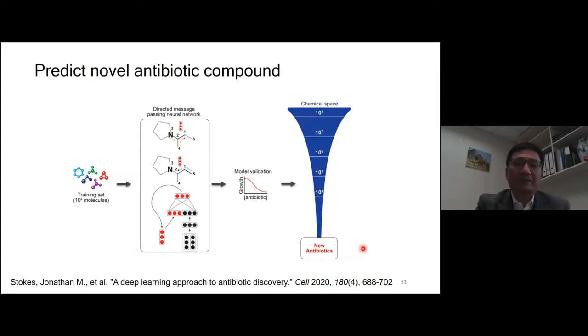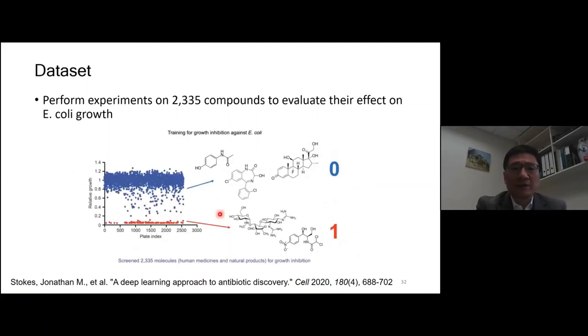Before we do any wet experiments, we can really speed up the drug discovery process, as Professor Wang mentioned. So this is the power of the computer, or deep learning. And then we can perform experiments on over 2,300 compounds to evaluate their effects on E. coli growth, because we are trying to identify new antibiotics. E. coli is a bacteria, and we can use it as an example to see how effective those compounds are.